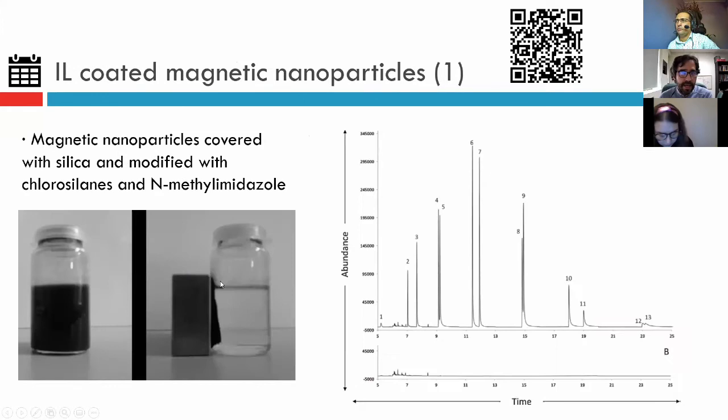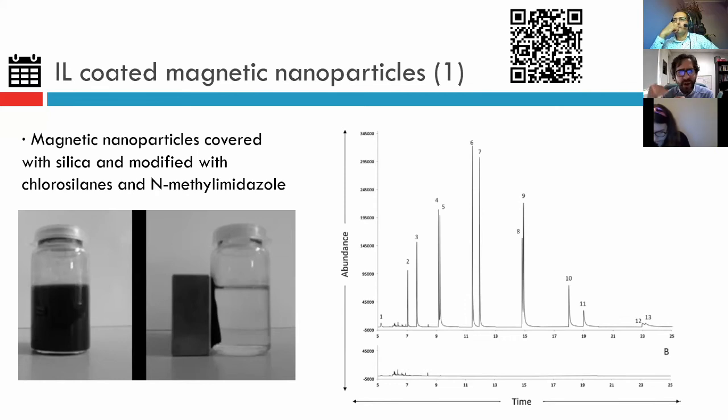And finally, in this section of the presentation, our works with magnetic nanoparticles covered first with silica and then modified with ionic liquids. The process of the modification is similar to the one previously described. The beauty of this type of materials is that we can disperse them easily into the sample, and we can recover them easily using an external magnet. So we don't need any centrifugation step. We don't need any filtration to recover the solid after the application.